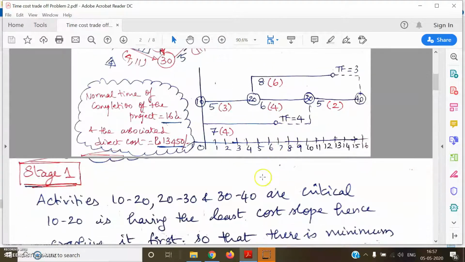Now to proceed with the crashing process, stage 1, we have to see crashing means it is reducing the time of completion of the project, which is possible by reducing the duration of critical activities. Critical activities are the ones which influence the target time or the project completion time. So we have 3 critical activities in this first stage, as you can see, 10:20, 20:30 and 30:40. We have to identify which of the 3 has to be crashed first, and for that, we have to see the cost slope of each of the 3 activities.